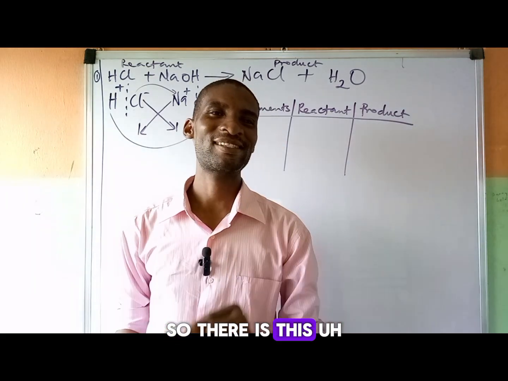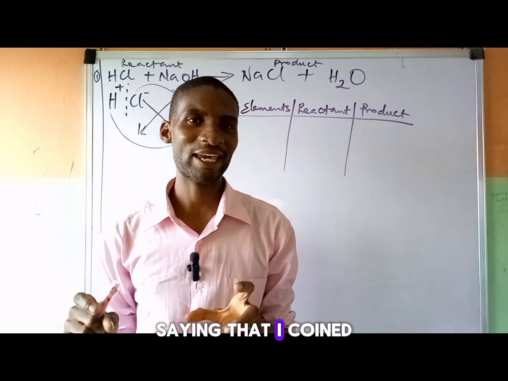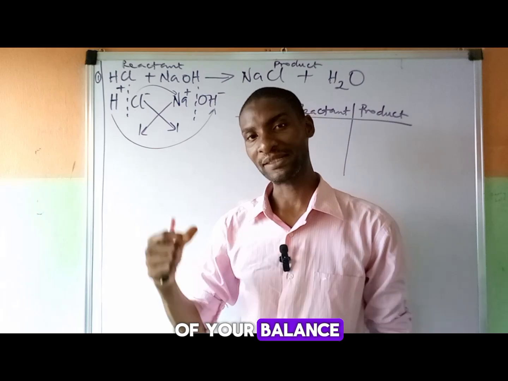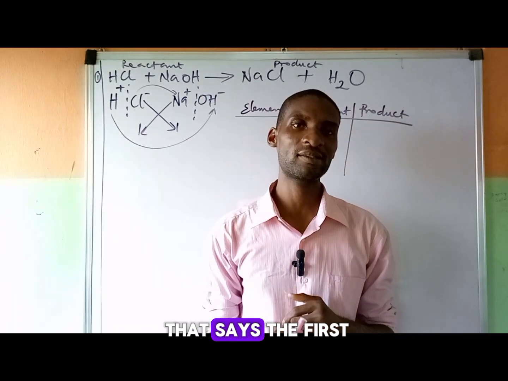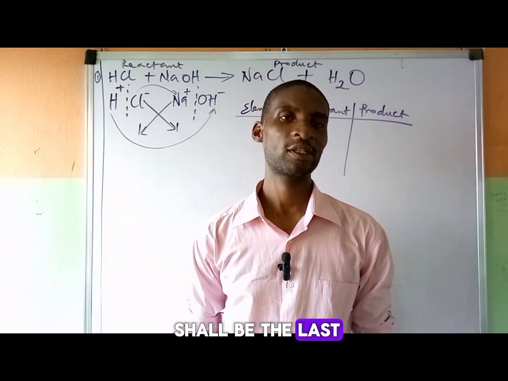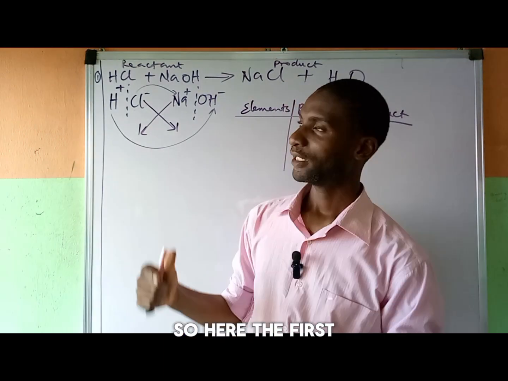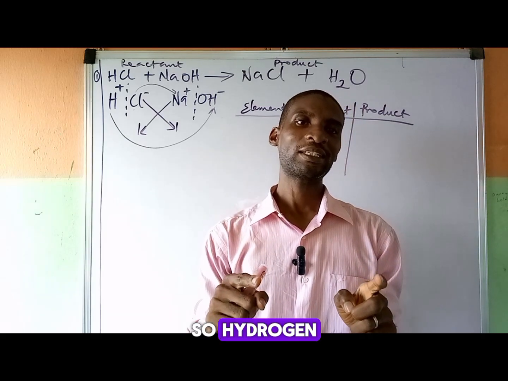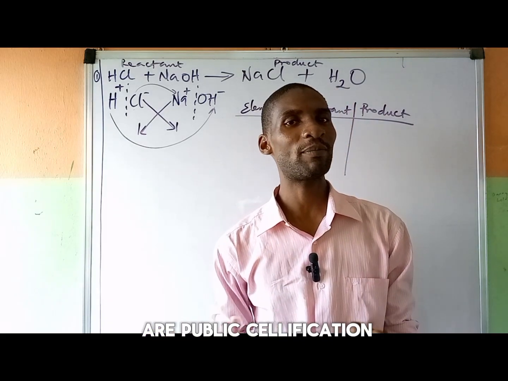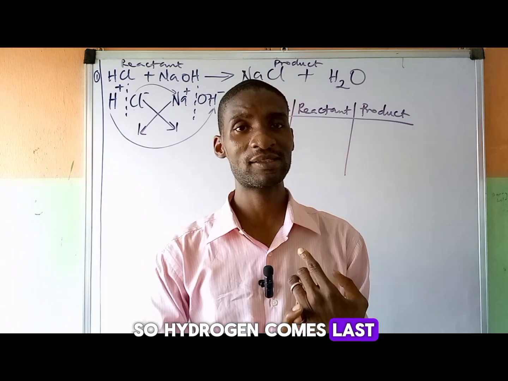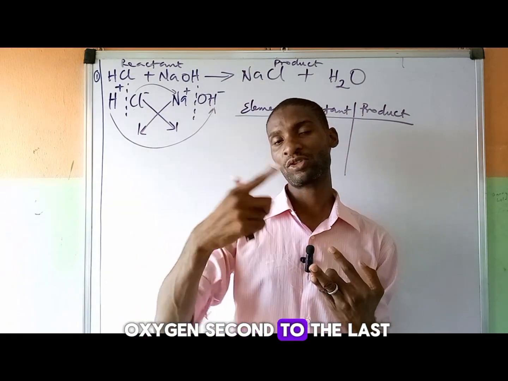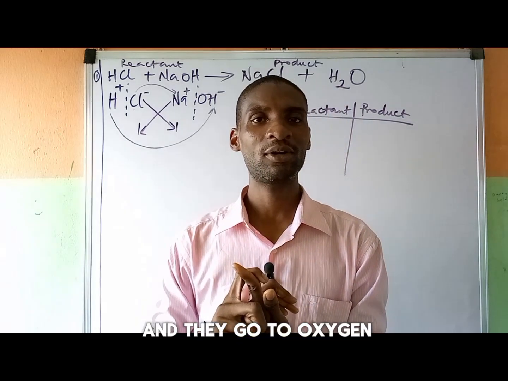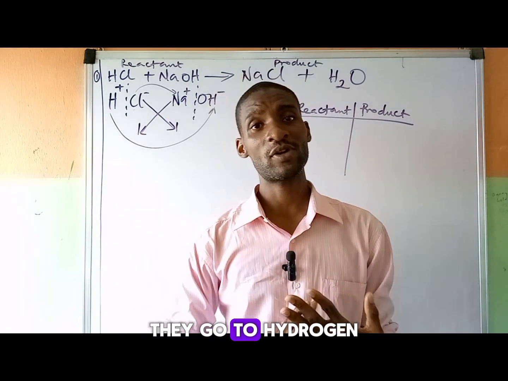So there is this saying that I coined from the Bible that you can always use to remind yourself when you balance. In the Bible there is a passage that says, the first shall be the last. So here, the first element on the periodic table is hydrogen. So hydrogen, the first, shall be the last when you are balancing the equation. So hydrogen comes last, and then you have oxygen second to the last. So you start with the metal, and then you go to the non-metal, and then you go to oxygen, and then you go to hydrogen.